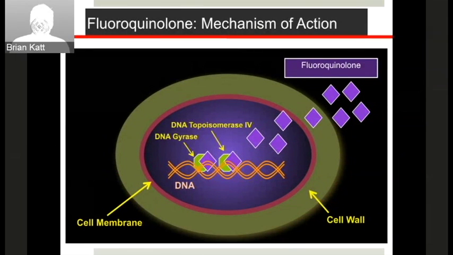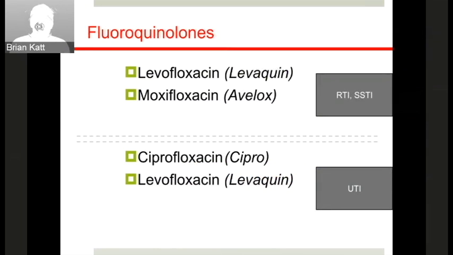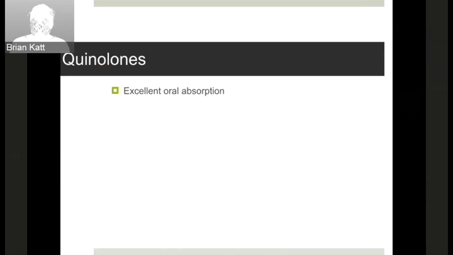So fluoroquinolones work on the DNA topoisomerase. There's a couple of different ones. Levofloxacin and moxifloxacin are good antimicrobials for skin and soft tissue infections. Cipro is not as good, but we usually use it for urinary tract infections. They have excellent bioavailability, so oral therapy is okay.